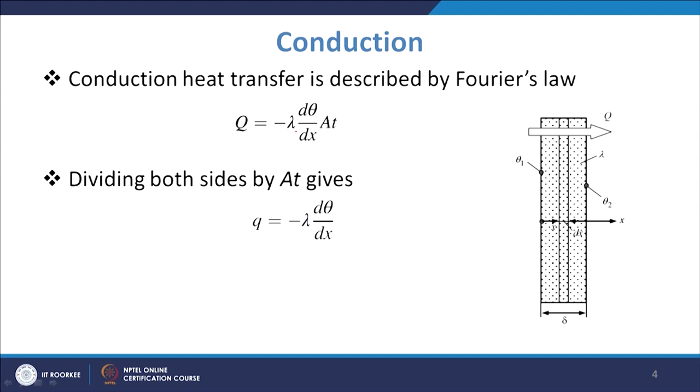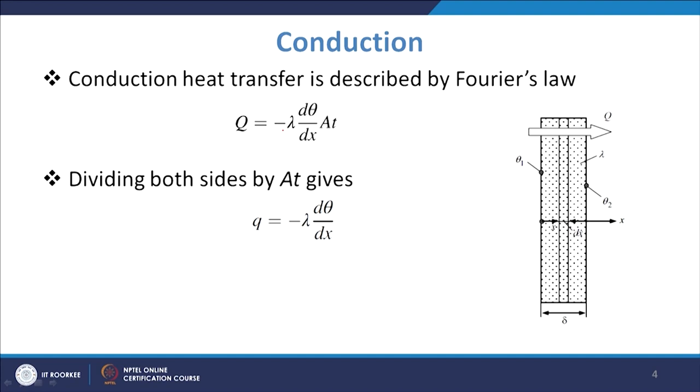This way we find this Q. Now, if we want it per unit area and rate of heat transfer, we divide by A and t. In that case Q becomes minus lambda d theta by dx. The minus sign is normally given because the d theta term is negative, since theta 2 minus theta 1 will be negative in this case, so that altogether you have a positive term.